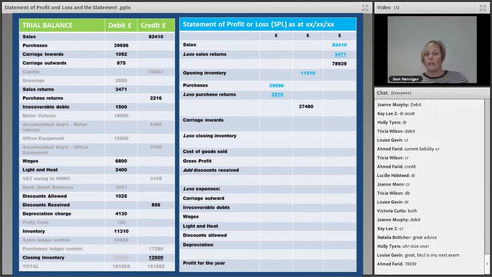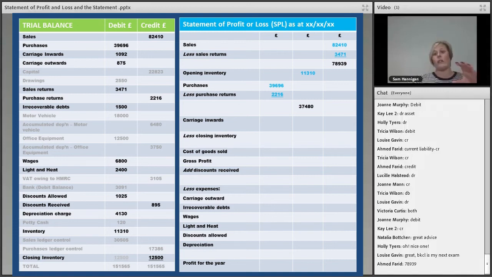So anything really that's got a calculation, you show the calculation and then put the total into the middle column. Your carriage inwards, remember, this is the carriage that we pay to get our goods sent to us, to get our purchases to us. So your carriage inwards is always shown within the cost of sales.